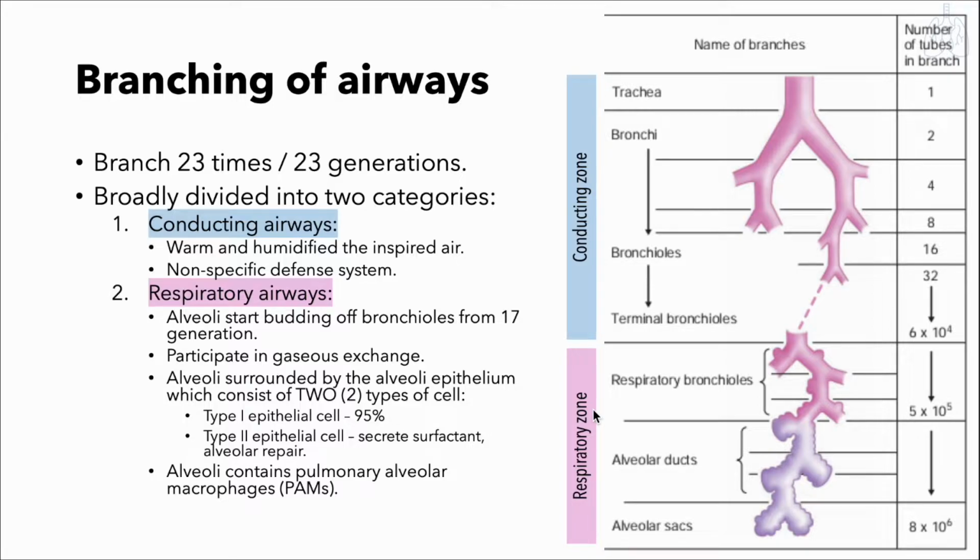Alright, so the alveoli are actually budding off the bronchioles at these 17 generations, and there are two types of epithelial cells available in the alveoli, which are type 1 as well as type 2. Type 1 makes up around 95%, and the other 5% is type 2, having roles in secreting surfactants and assisting in alveolar repair. So we're going to take a look at the functions of the surfactants later. Okay, so what do these surfactants do in the lungs?